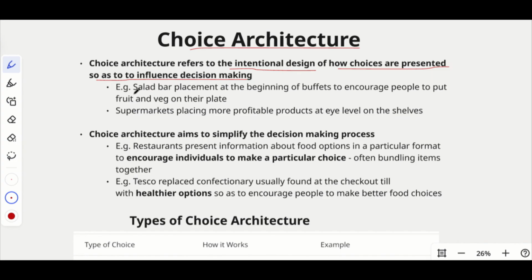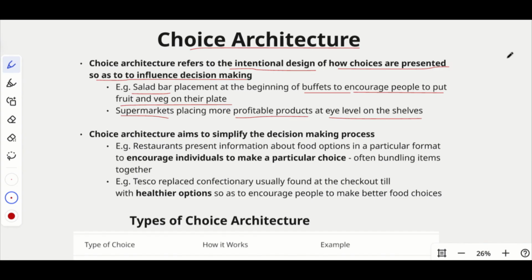For example, the salad bar placement at the beginning of buffets. That is a very familiar thing to everyone, right? There will be a salad bar placement in the beginning of any sort of buffets, to encourage people to put fruits and vegetables on their plate. So whenever we see a salad bar, we might take some fruits and vegetables on our plate, right? And what about supermarkets? They place more profitable products at the eye level of the shelves.